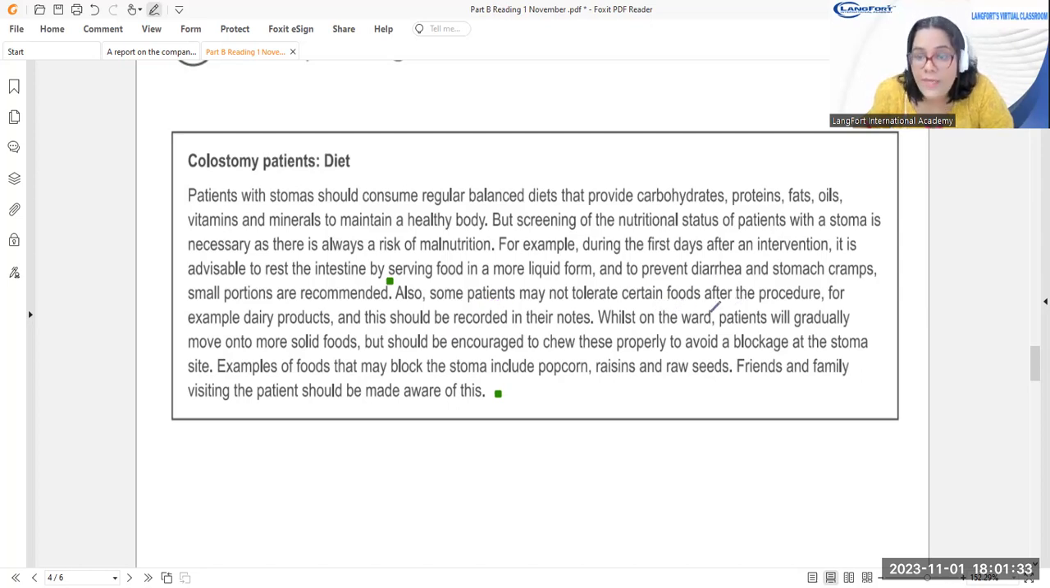While the patients are in the ward, they will gradually move on to more solid foods. However, they should be encouraged to chew these properly to avoid blockage at the stomach side. Examples of foods that may block the stomach can be popcorn, raisins, and raw seeds. Then friends and family who are visiting the patient should also be made aware of this. Aware of what? That they need to chew their foods properly to avoid blockage of the stomach, and that these are the foods that can block the stomach.